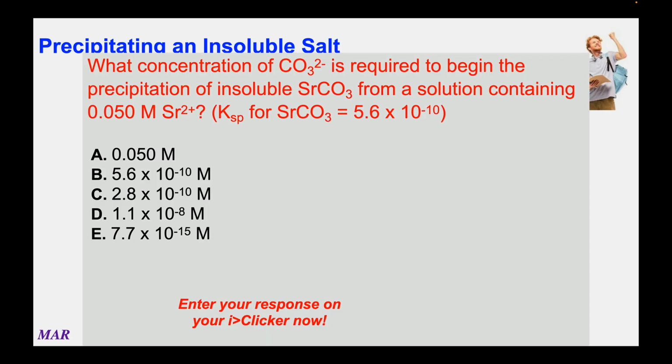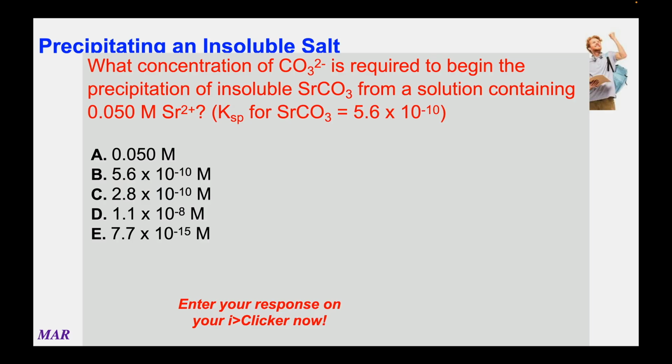So here's a reaction with strontium carbonate, and we want to know the concentration of carbonate required to begin precipitation of insoluble strontium carbonate from a solution containing 0.050 molar strontium 2+ ions. Okay, so here's the big picture. We must have found now in my other grandfather's basement, if you will, a 0.050 molar strontium solution. And again, why they'd have a strontium solution, I don't know.